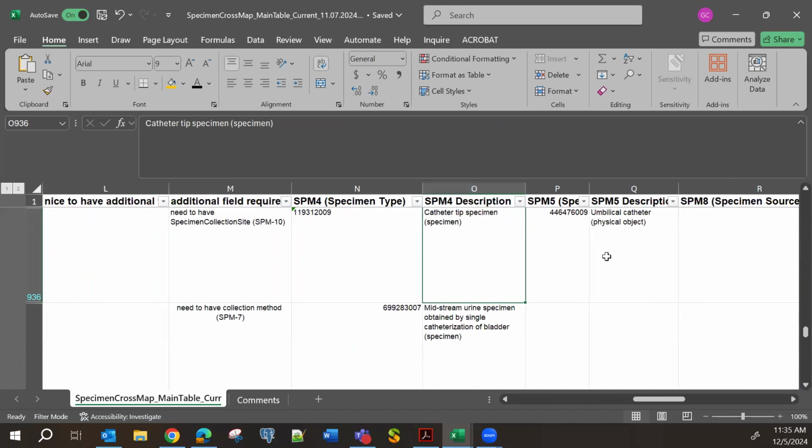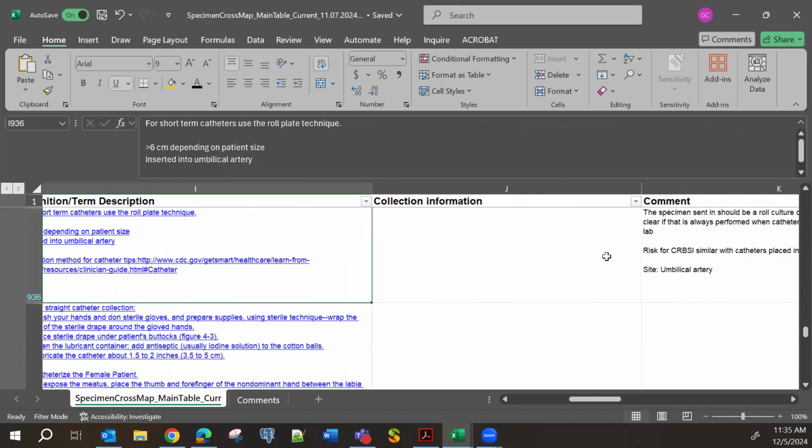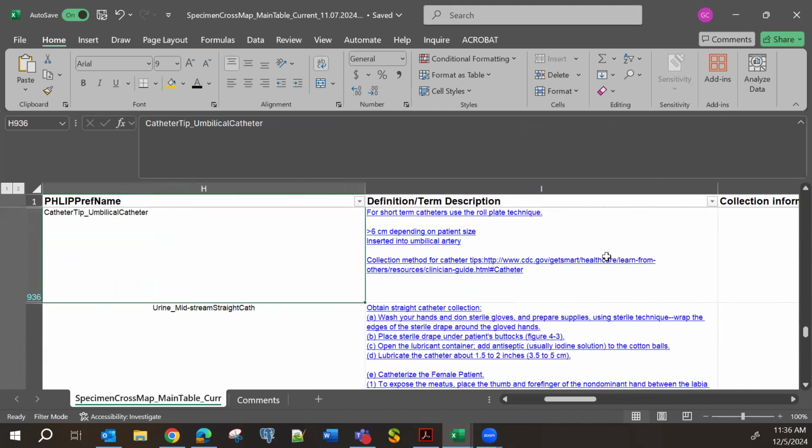Oh, go ahead, Angel. Wait a second. So the specimen is a catheter tip specimen. Right. But catheter, I think this is for, can you hear me? Yes. Yeah, I don't know why this. Okay, there was a warning saying to connect to your speaker or something.